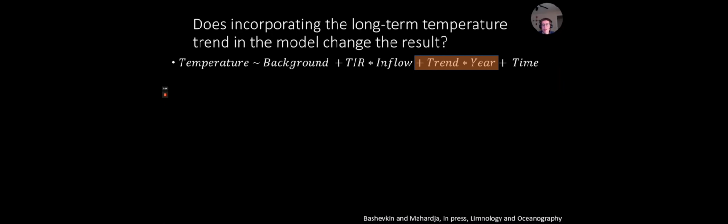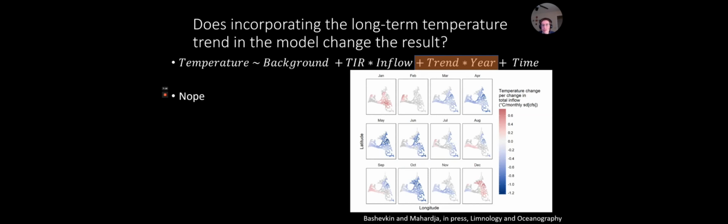where now we had another component for the long-term temperature trend, which was a smooth slope by geography and seasonality, just as the temperature inflow relationship was, this time multiplied by the water year. And hopefully, if you remember the results in the prior slide, you'll realize that this is basically the exact same outcome. So you get the exact same result in terms of the temperature inflow relationship, whether the long-term temperature trend is incorporated in the model or not.